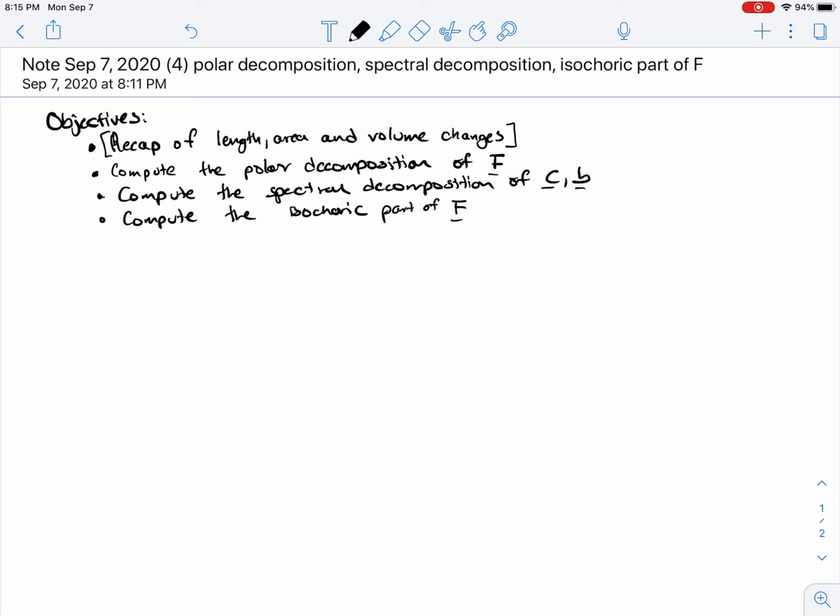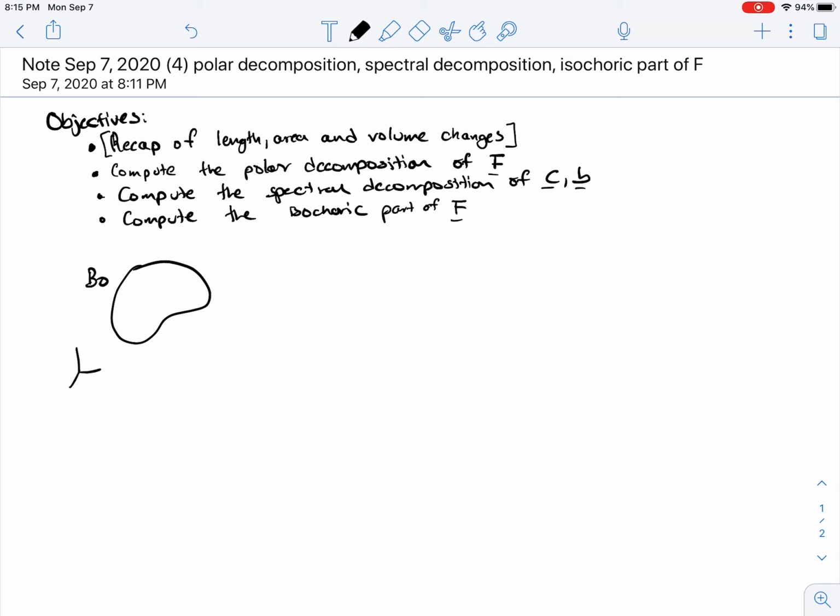All right, welcome back to nonlinear finite element analysis. For this video, I want to very briefly recap the deformation gradient, and then we're going to go into some decompositions that appear a lot that we should talk about.